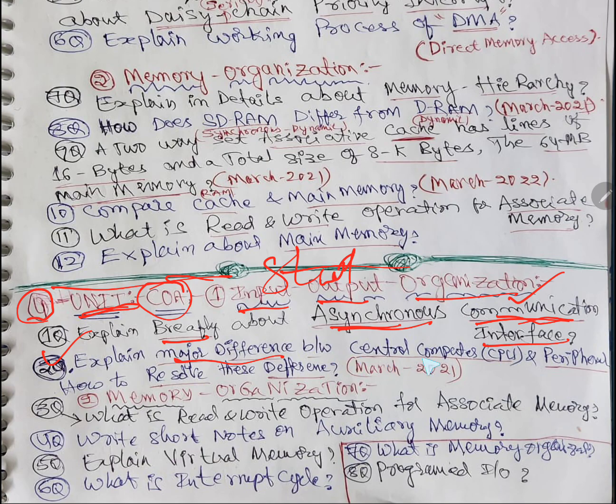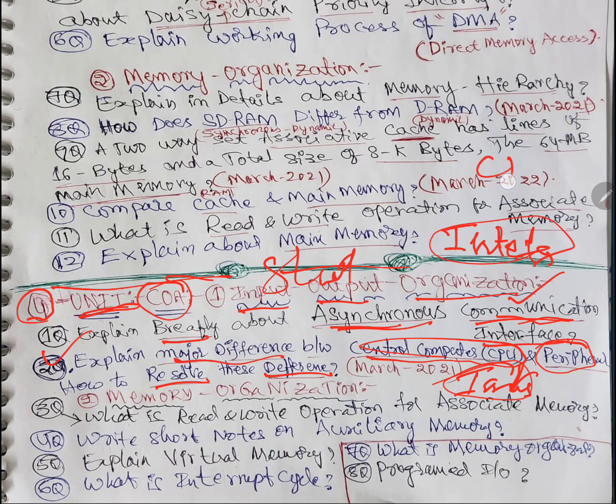Explain the major difference between, as I told you, the central computer CPU and peripheral input output devices, and how to overcome this. How to overcome this? With an interface, by keeping an interface in between them. That's all. Interface means mediator, madhyavarti, between the CPU and peripheral devices. It is two-way. Peripheral means input output devices.